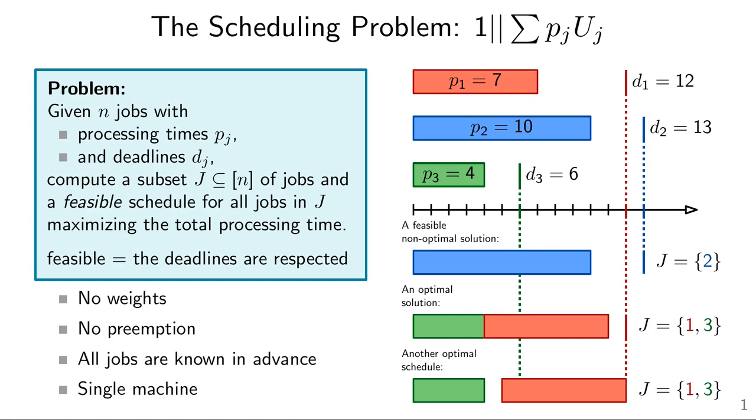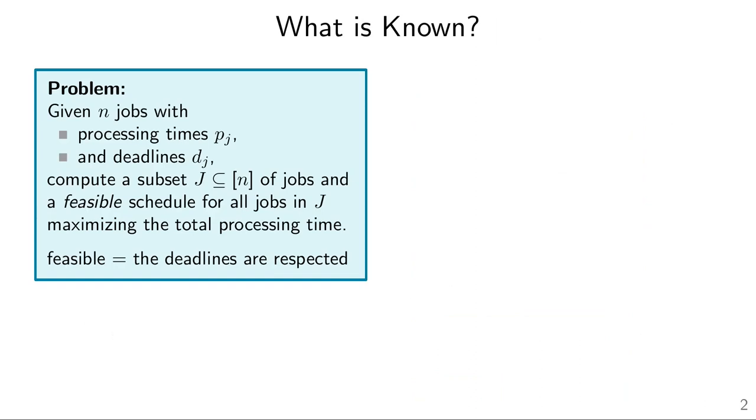So what is known about this problem? As I said, it's very fundamental, so it was studied a lot, at least implicitly, as a special case of many other scheduling problems. So first of all, the problem is NP-hard. This is easy to see by a reduction from the subset sum problem. Let me briefly outline that reduction.